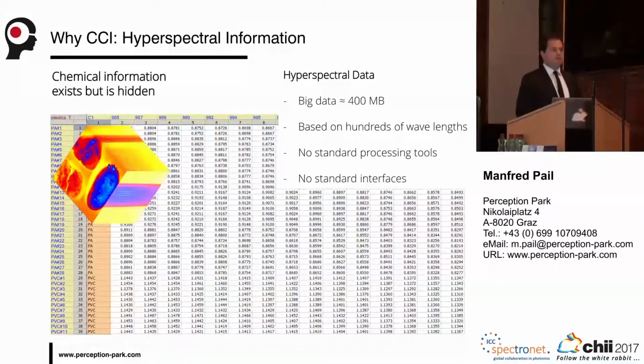But using a hyperspectral camera for the same scenery, we now have really huge data. It's now about 400 megabytes. Sure, it's based on hundreds of wavelengths. And to get out the information of interest is really complex, and there are no standard processing tools for that. Additionally, many of the camera suppliers do not provide standard machine vision interfaces like GigE Vision and Camera Link.